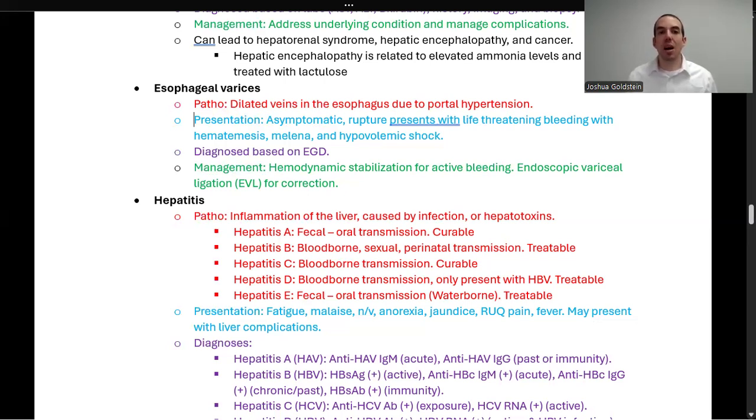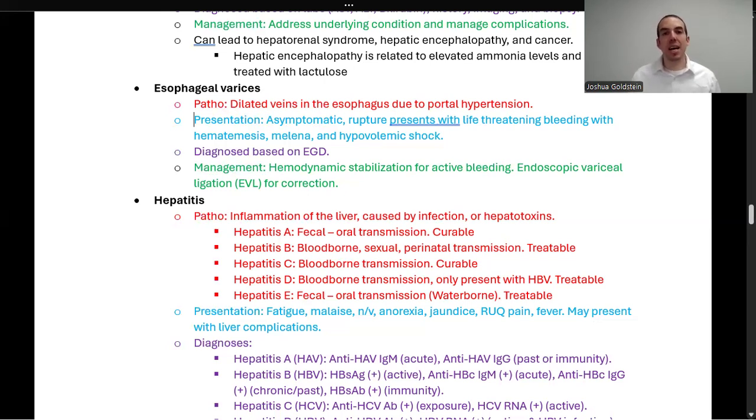This is diagnosed based on an upper endoscopy. We'll manage this first by stabilizing the patient. Again, most of the time we don't catch this until it's ruptured, or we're not treating it, I should say, until it's actually ruptured. And we could prophylactically treat it if we are aware of it and we know that it's getting really bad. We can do a surgical ligation in order to correct it.